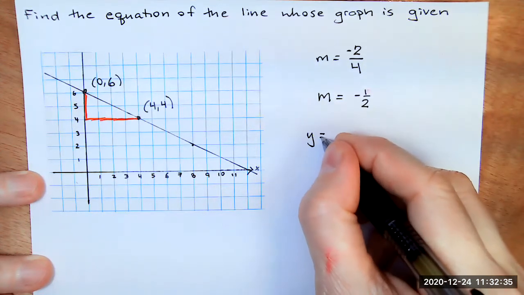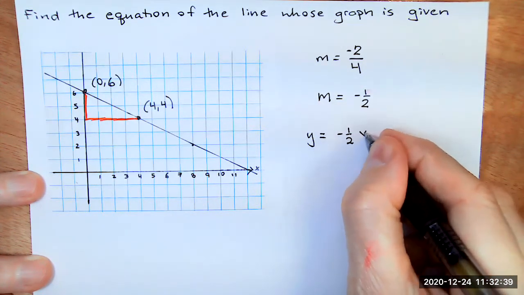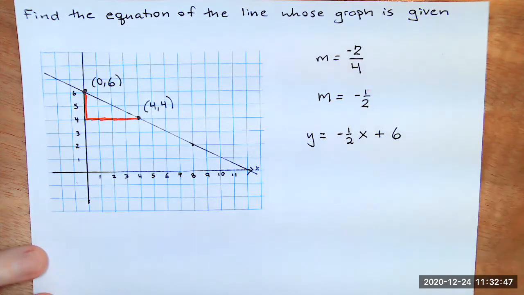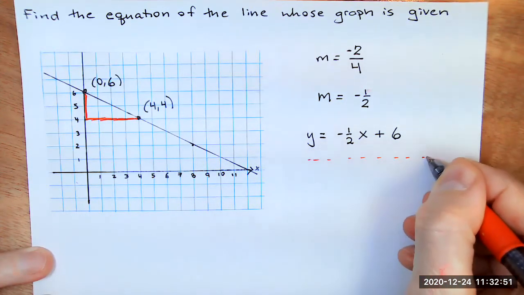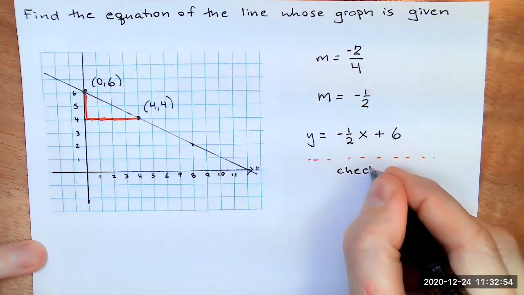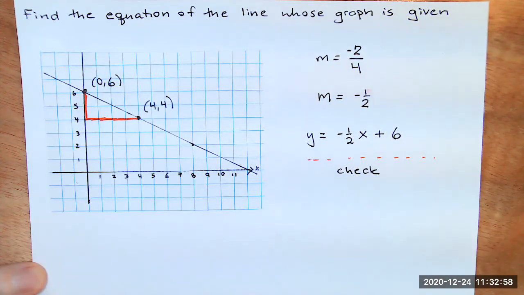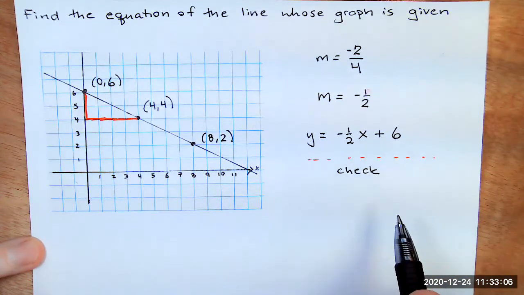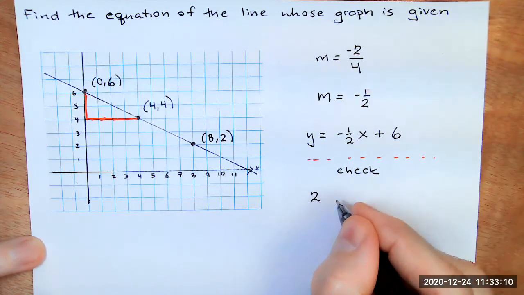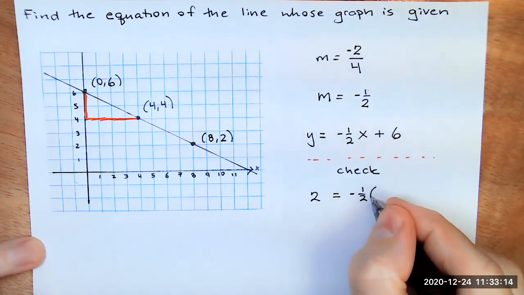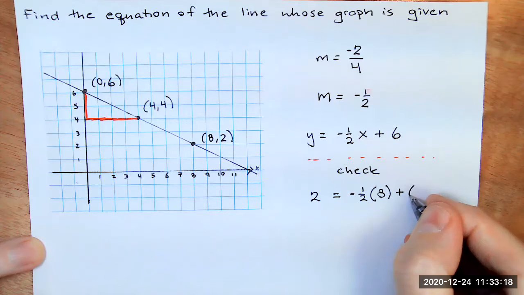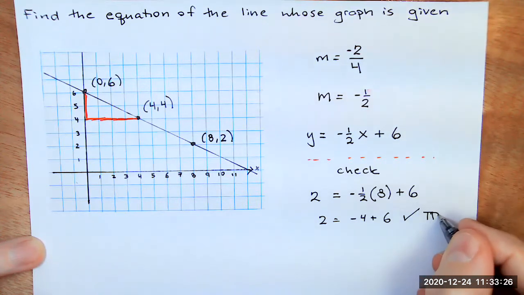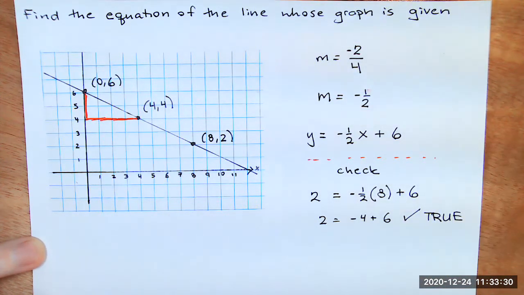And we have the y-intercept. So you can simply put it into slope-intercept form. And then how could you check it? We could find any other point on this line, like this one. Plug it into x and y and see if it makes a true statement. So is 2 equal to -1/2 of 8 plus 6? That's true. So we did the problem correctly. Let's do another one.